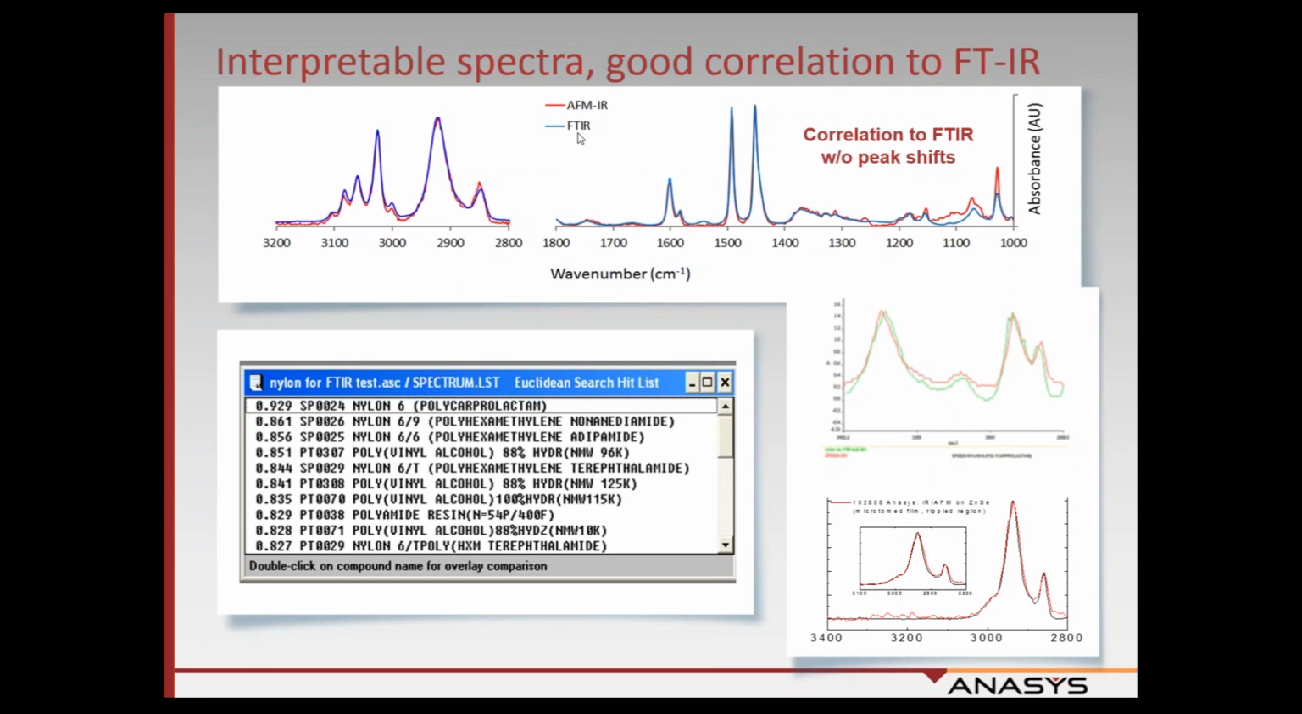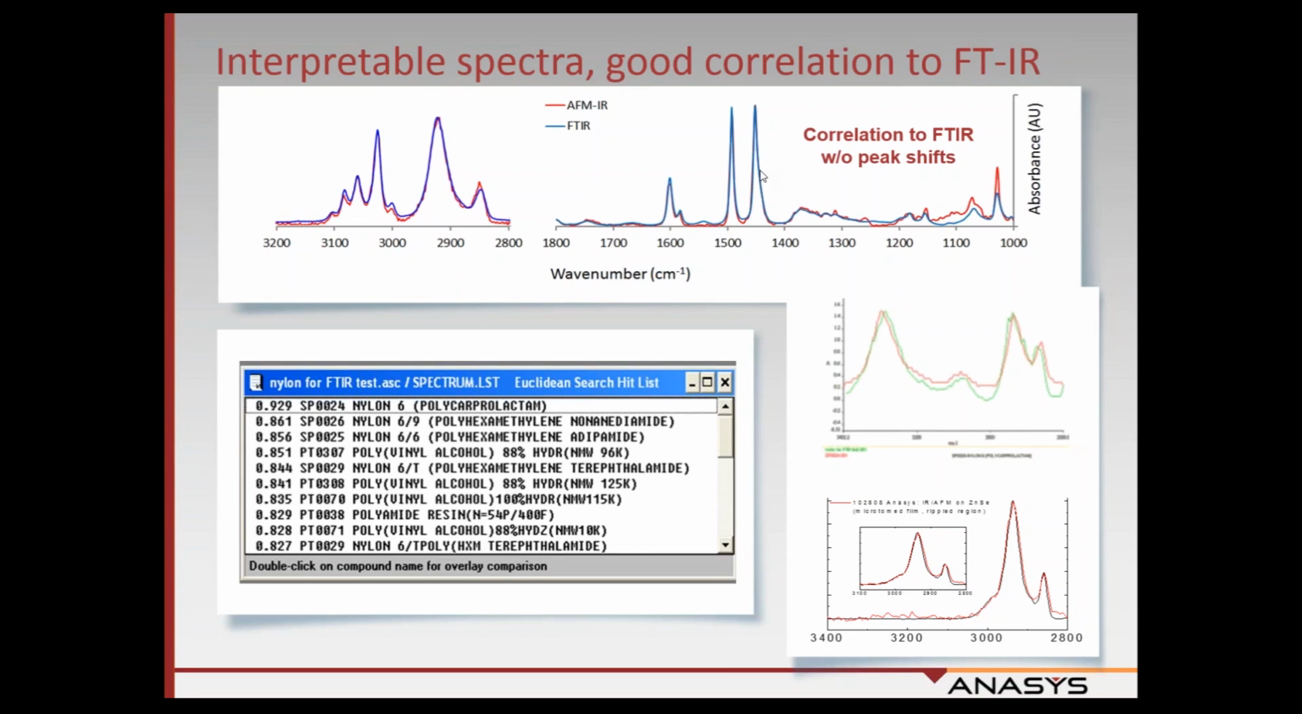And by looking at this cantilever oscillation amplitude, this is directly proportional to the IR absorption coefficient. So by taking this pulsed tunable infrared source and shifting the wavelength of the infrared source, we can map out a spectrum at a fixed location on a surface.